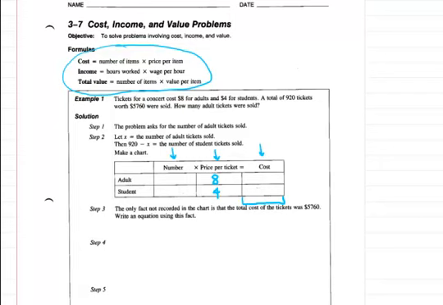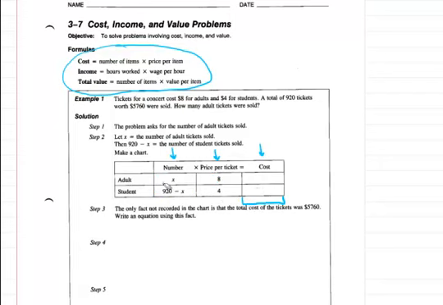So we're trying to figure out how many adult tickets were sold. So let's make that our variable. So adult tickets is going to equal X. And then since there are 920 tickets total, we know that if we've used up X of them, then the leftovers would be 920 minus X. So that's what we write for our student tickets: 920 minus X.